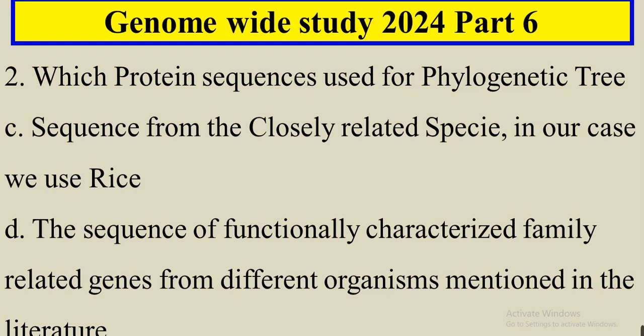And the fourth one is the family members or protein sequences of genes that were functionally characterized, whose function was experimentally proved. We can also try to find those genes and insert them in the phylogenetic tree, and through those genes we can predict the function of our family genes. So how can we apply all these methods? Let's start.